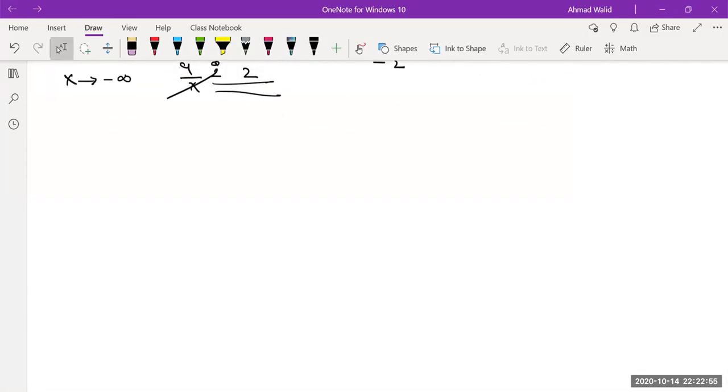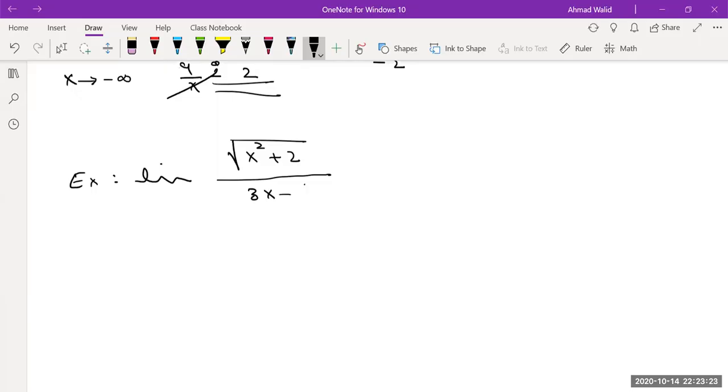One more example, then I may stop the lecture and jump to the next section. Let's focus on this example. Which one? Example: the limit of the square root of x squared plus 2 over 3x minus 6 as x approaches, for example, positive infinity.